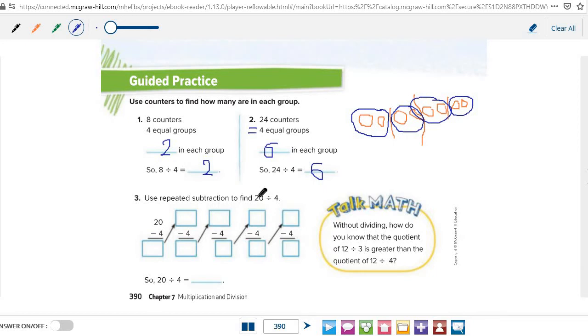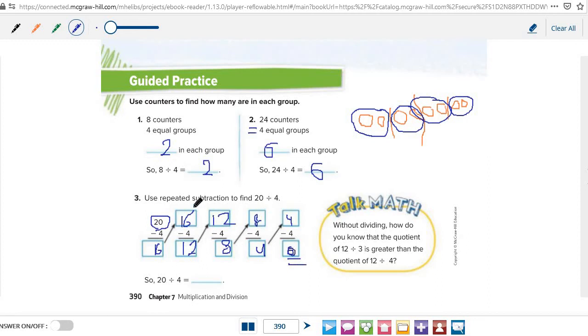Use repeated subtraction to find 20 divided by 4. We will start with 20, of course, because the dividend is 20. So 20 minus 4, because the divisor is 4, equals 16. And then 16 minus 4 equals 12. Then 12 minus 4 equals 8. Then 8 minus 4 equals 4. Now 4 minus 4 equals 0. Since we reached 0, we can stop.